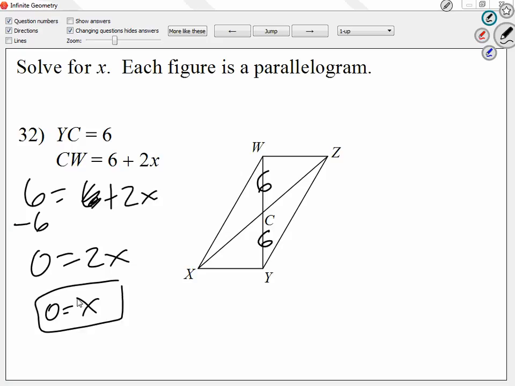This is one of those easy questions because it's easy to deal with. But sometimes when it's too easy, we think it's wrong and we confuse ourselves. 0 is a number.